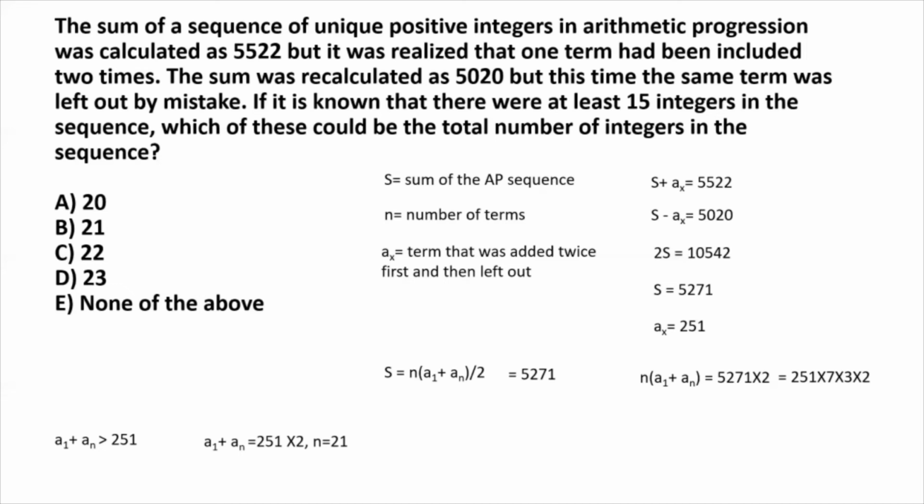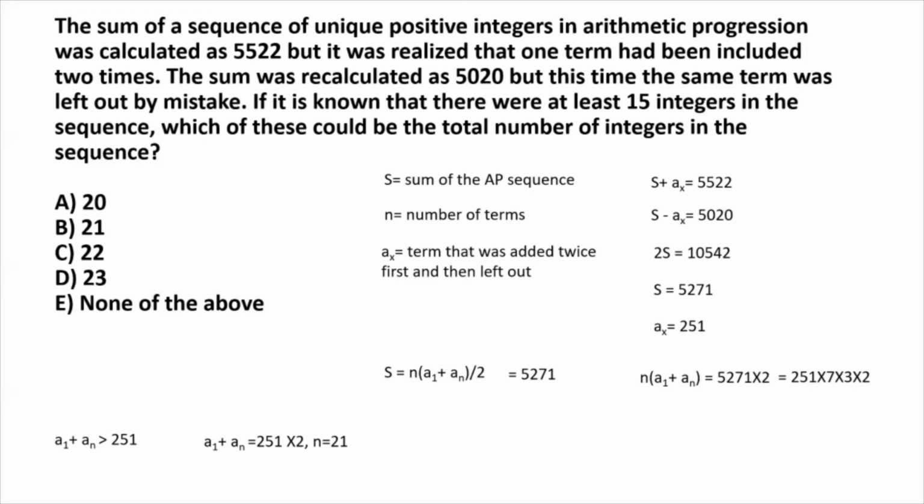If that's the case, now we can start assigning values to a1 plus an, because we know a1 plus an has to be an integer. So a1 plus an is greater than 251. The minimum possible value from that breakdown that we had earlier that a1 plus an can take is 251 multiplied by 2, in which case n is 21. But this is not the only case.